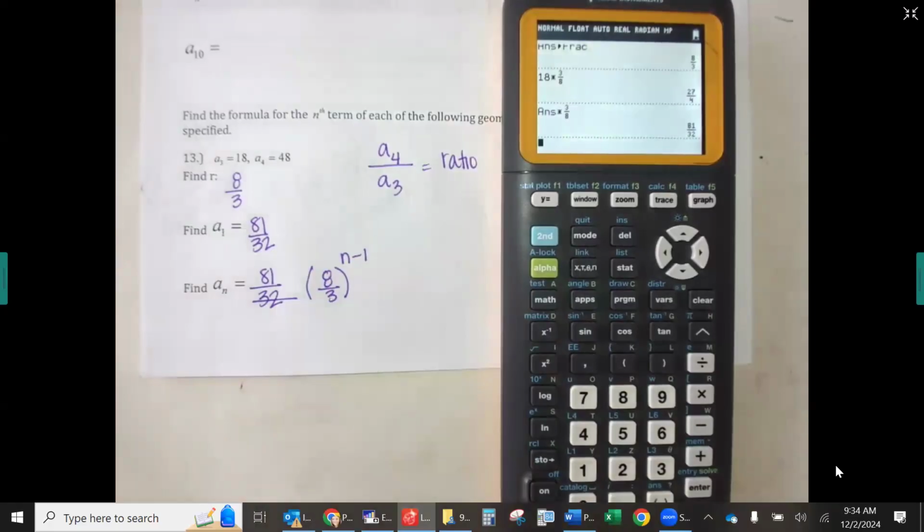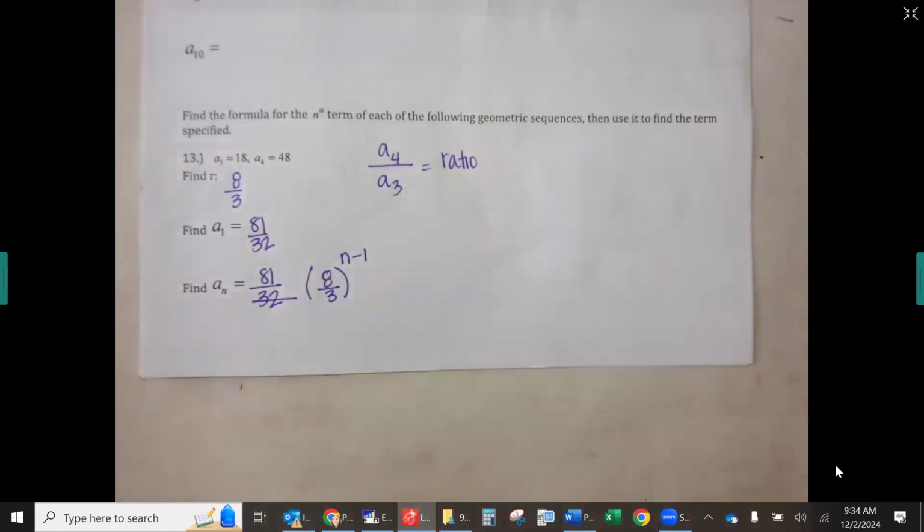Times 8/3 was my common ratio, and then up to the n minus 1. Then if it tells you to find the 100th term, you can just type 100 into it and see. Questions on that?